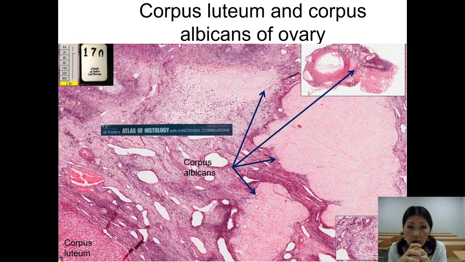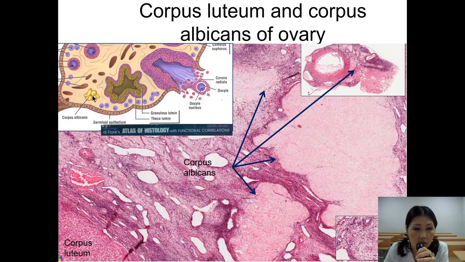On this diagram, we can see corpus albicans of the ovary. This one and this one also. Here it is shown. Why is it called albicans? Because this word means white, and that's why it is called corpus albicans, from the Greek word.